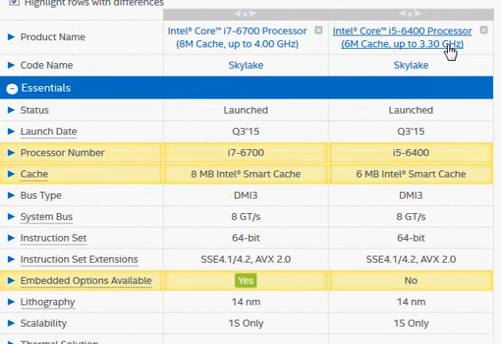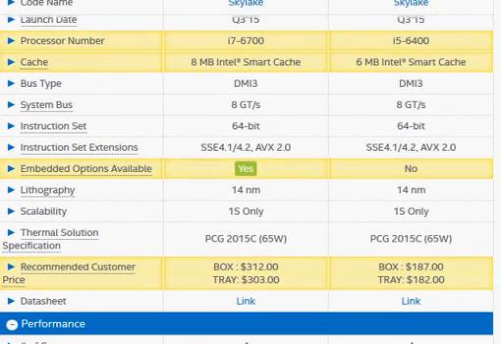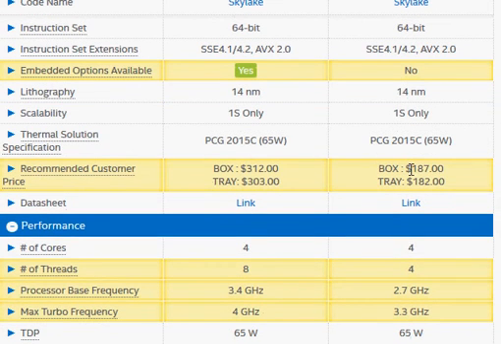i7-6700 becoming significantly faster than i5-6400, but it comes at the same time at a premium of $187 versus $312, 70% more expensive.